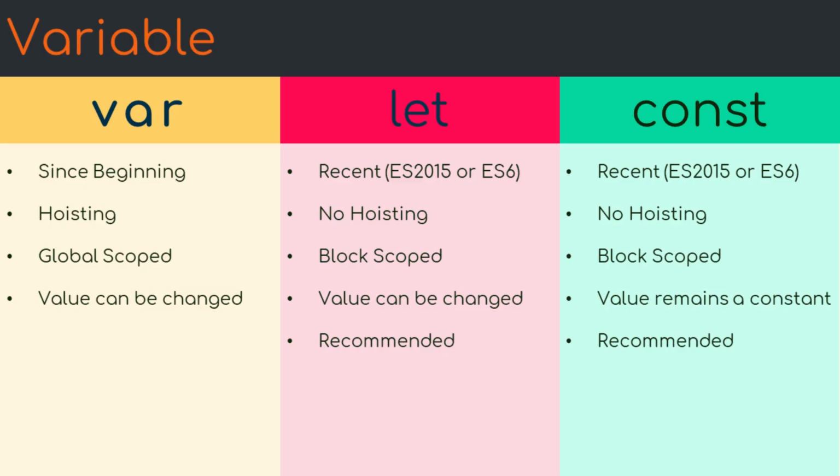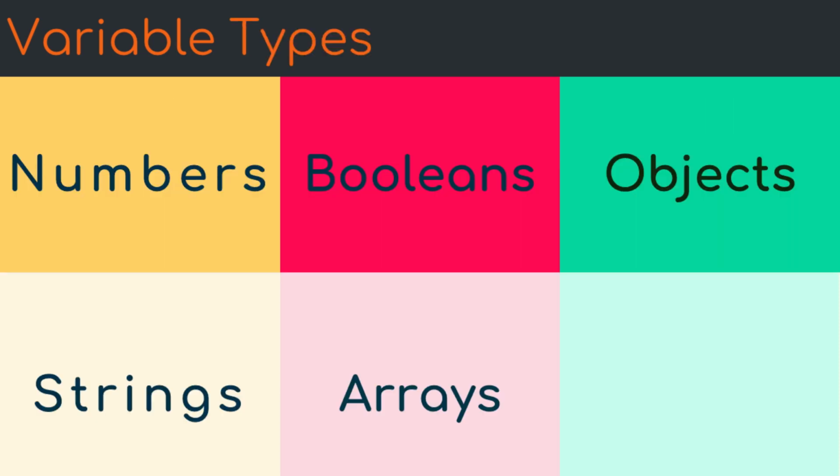Nowadays, using let and const is recommended by the community because it solves issues due to global scoping by the var type. Let's see the types of data that can be stored in the variables. There are various types of data that can be stored in variables such as numbers, strings, boolean, arrays and objects. Let's see each of them one by one.